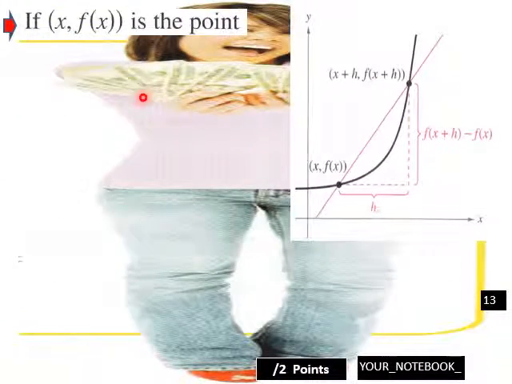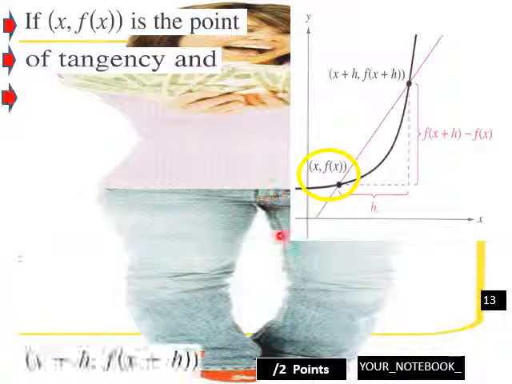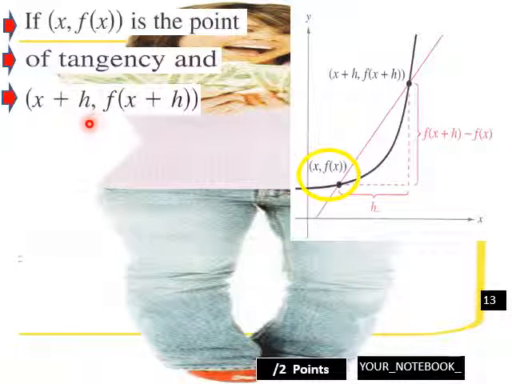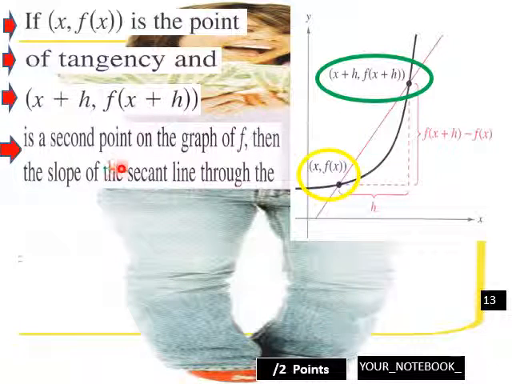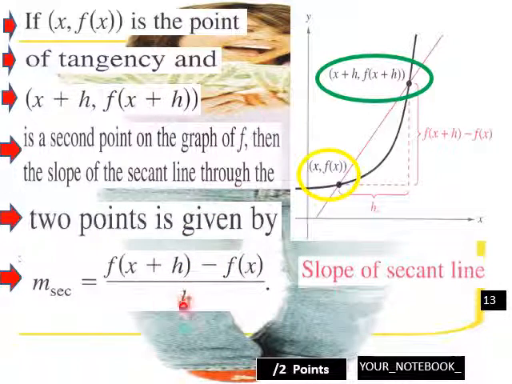So now we've got a secant line. If f of x is the point of tangency, we have a tangent, and we want to find the slope of this tangent line at that point. And x plus h, f of x plus h, which is this point up here, is a second point on the graph of f. Then the slope of the secant line through the two points is given by f of x plus h minus f of x over h.